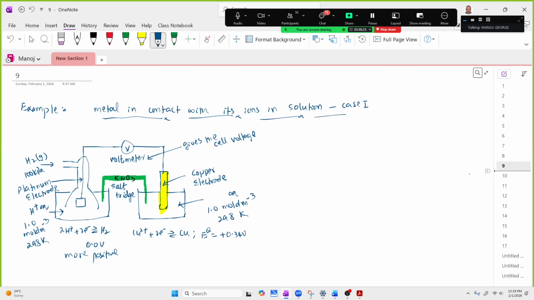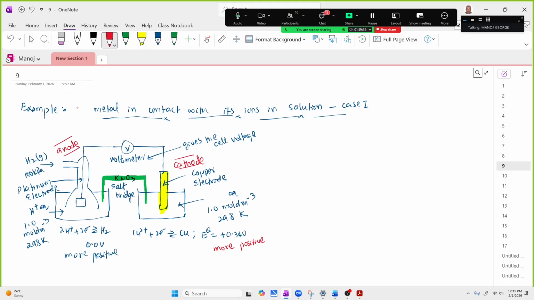So if I look at these two, clearly I find that this is more positive. Because if this is more positive, which means, I hope everyone is very clear, now this is going to act as cathode and SHE is going to act as anode. So that is what I was trying to say, that the SHE can act as anode also and it can act as cathode also. So in this question you see SHE is now acting as anode.